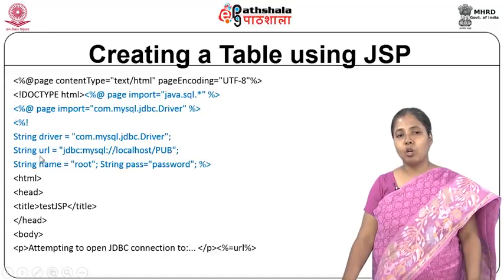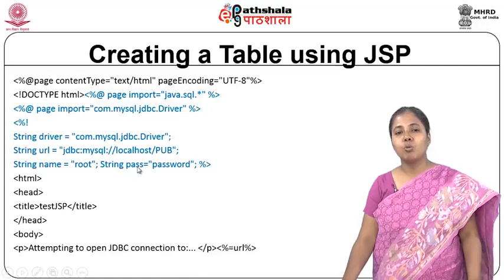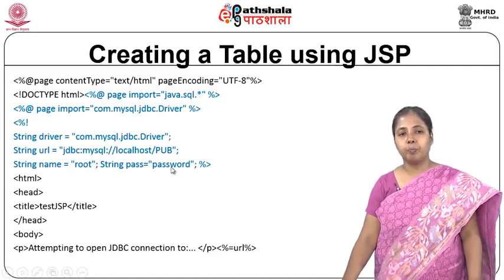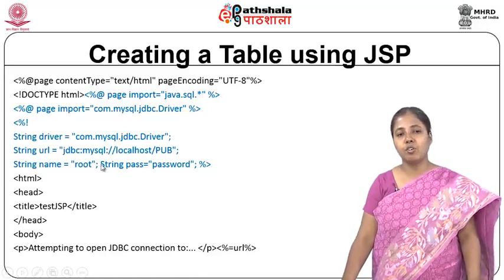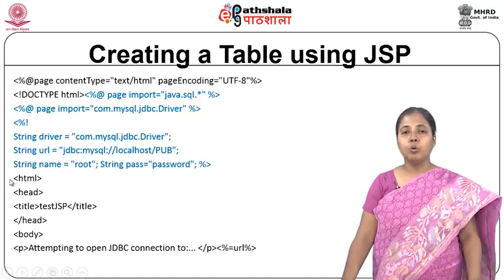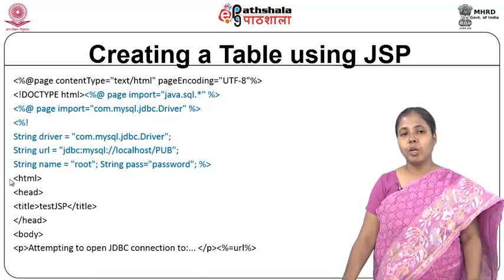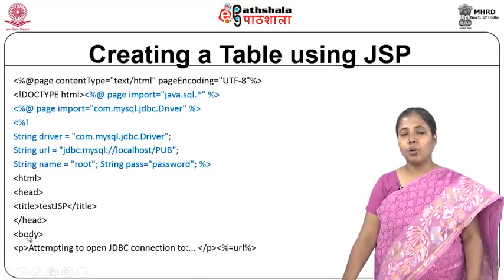So, you want to give the URL. You declare a string called URL and then you want to give the name of the table, the name of the user and the password of the user. The username is given as root and the password is given as password. These are the declarations you make, and now you start writing your HTML code. You know that JSP is an HTML page within which you have your Java code embedded. So, you start writing your HTML code.